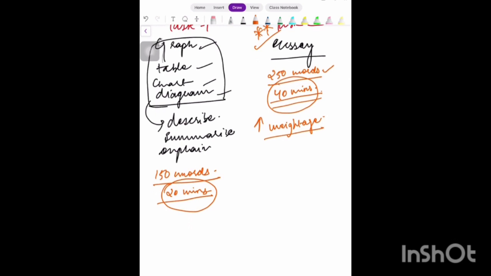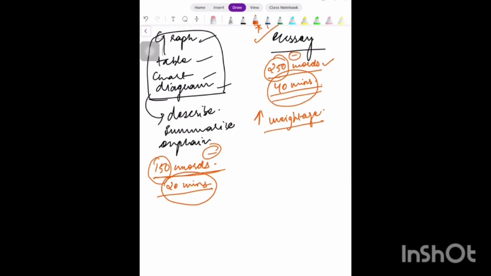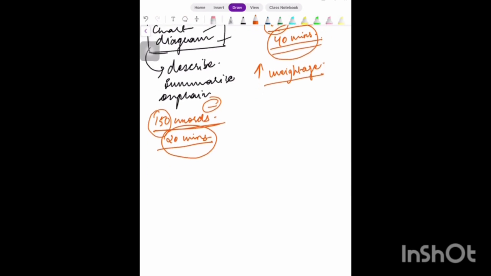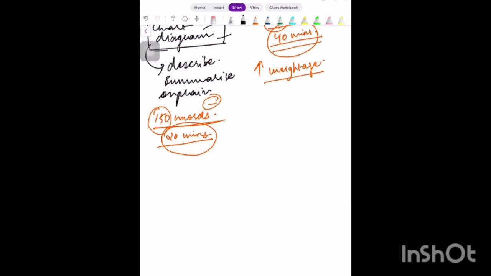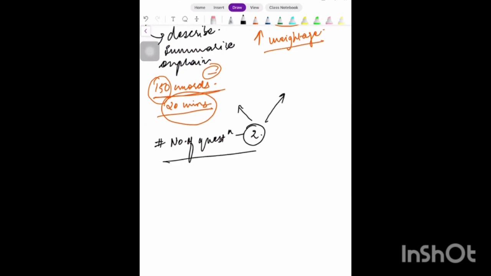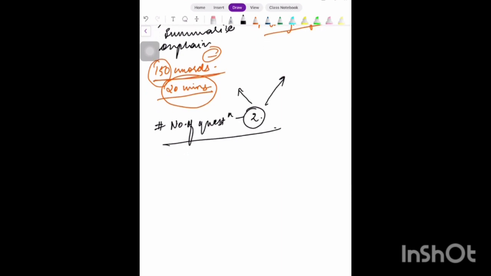If you write less than 150 words in task 1, your marks will be deducted, and if you write less than 250 words in task 2, again your marks will be deducted. Overall, there will be 2 questions: 1 question for task 1 and 1 question for task 2. So a total of 2 questions in the writing assessment.